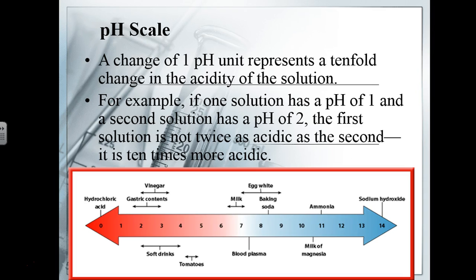You know by studying exponents and understanding that if something is increasing exponentially, it's 10 times more acidic than the last one. So for example, if one solution has a pH of 1 and another one has a pH of 2, the first solution is not twice as acidic, it's 10 times more acidic. As you go up, if you go from a 0 to a 2, you would actually be 10 times 10. So it's 100 times more acidic than the last increment. So it exponentially increases. So things that are at either end of the scale are extremely corrosive and caustic.